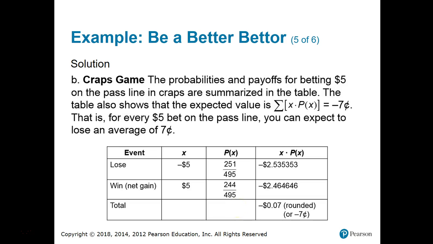Now, if you do the craps game, then same thing. Minus $5 is 251 over 495. Win $5, 244 over 495. Lose 250. Gain about 250. You end up losing a total of 7 cents per pass line pass. So that is an average expected outcome. You will expect to lose money. Now, the reason you're expected to lose money is because the casino wants to gain money. That's why they're casinos. Right.